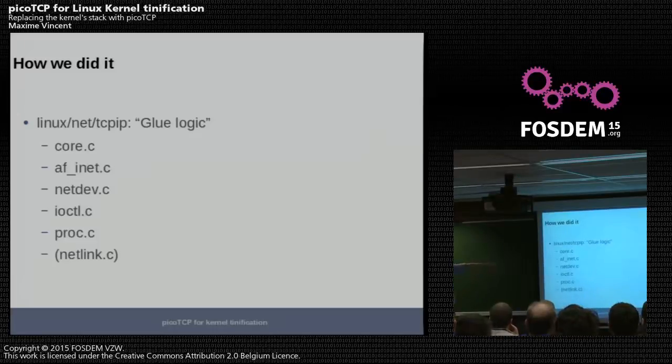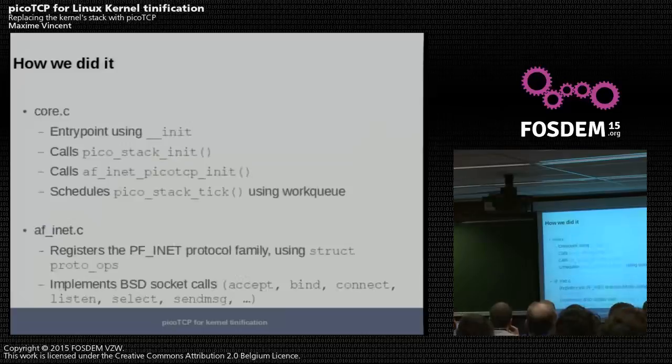And you can find all of these files, by the way, in linux/net/tcp/ip, which is a new folder that didn't exist before. So core is the entry point. It has the __init, and this will call pico_stack_init, which is the initialization routine for our stack, and also af_inet_tcpip_init, which is in another module, which is going to register this address family. And it's also going to schedule pico_stack_tick, and this is the clock that our stack needs to be called every once in a while. And we do that using a work queue in the kernel.